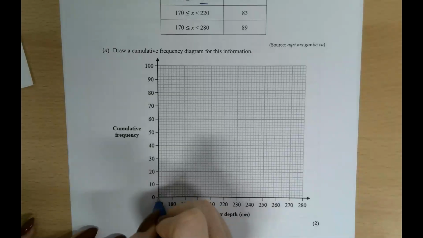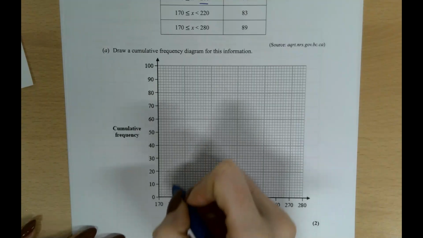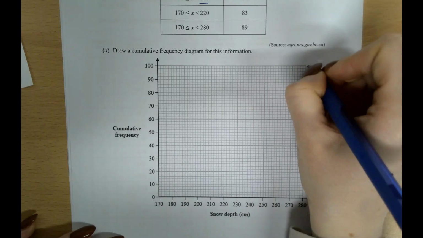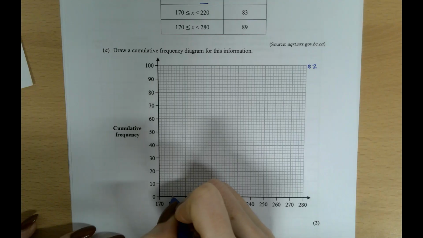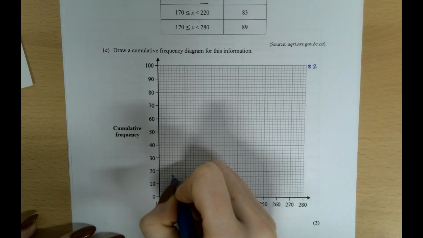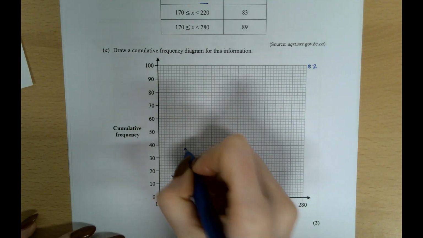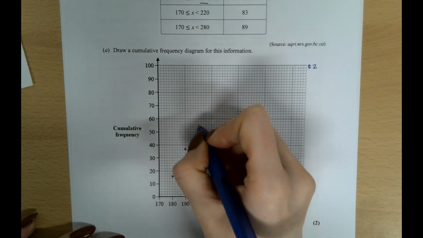Okay, so I am going to come across to 180. I am coming up to 16. Now again, we can spy here that vertically one of those is worth 2. So coming up, we get to 16, like so. 190, we're up to 37. 200, sorry, we're up to 55.